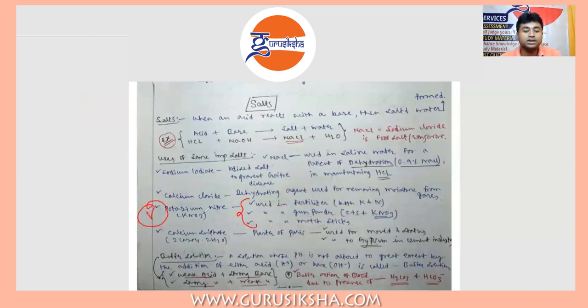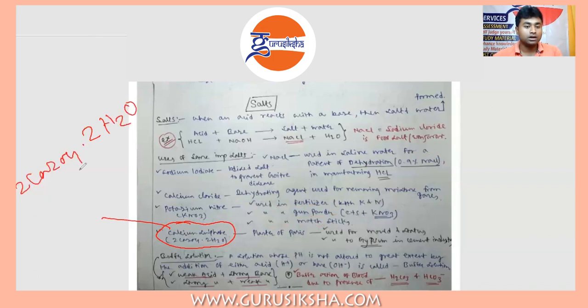The fourth, the last important salt to be used in our daily life, is calcium sulfate. It is very, very important. The chemical formula of calcium sulfate is 2CaSO4·H2O. This is calcium sulfate.